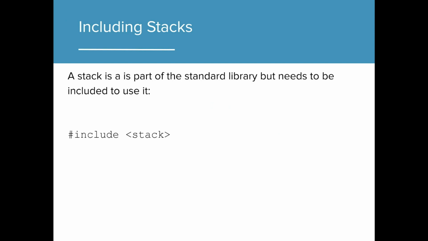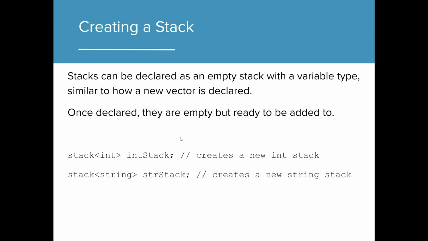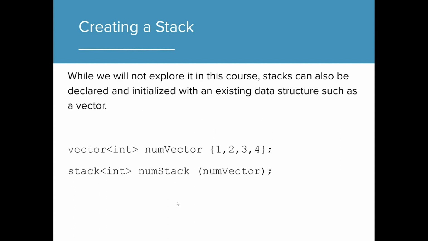A stack is a part of the standard library, but it still needs to be included. This is how you include it. Stacks can be declared as an empty stack with a variable type, similar to how a new vector is declared. Once declared, they are empty, but are ready to be added to whenever you want. This right here creates a new int stack. This one will create a new string stack. They're both empty, but you can add to them. While we will not explore it in this course, stacks can also be declared and initialized with an existing data structure, such as a vector.